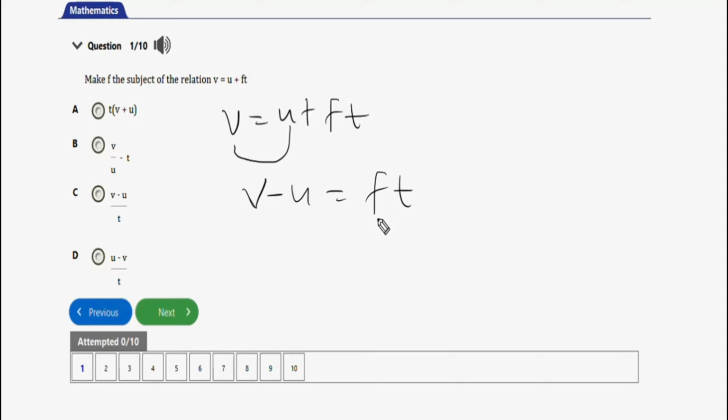Next thing to do will be to divide both sides by t. So f equals what? v minus u by t. The right answer is what? Option C. So it's as simple as this. That's it for this question. Let's wipe this now and solve the next repeated question.